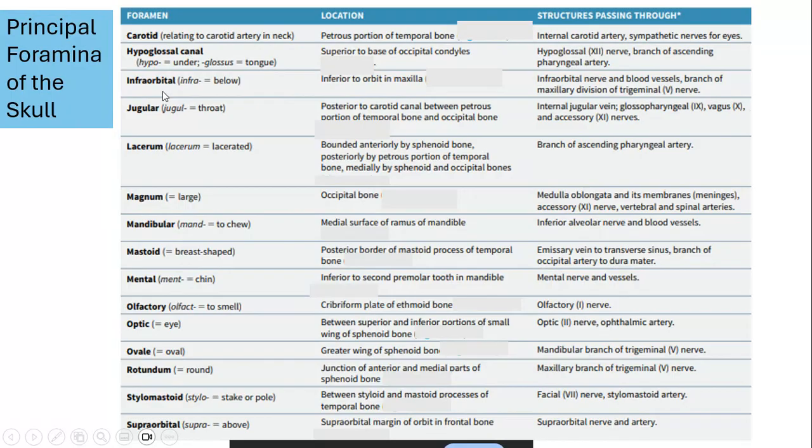For example, infraorbital foramen. Where is this hole located? It is inferior to orbit in maxilla. So you can consider maxilla as a location, maxilla as a street. Where is it? It is inferior to the street of maxilla. Okay, and what kind of cars can pass through? Infraorbital nerve, blood vessels, branch of maxillary division of trigeminal nerve. So this can be like a car or a truck that can actually pass through this particular foramen, right? So this particular hole. If you try to remember it that way, I think it will be much easier for you, right?